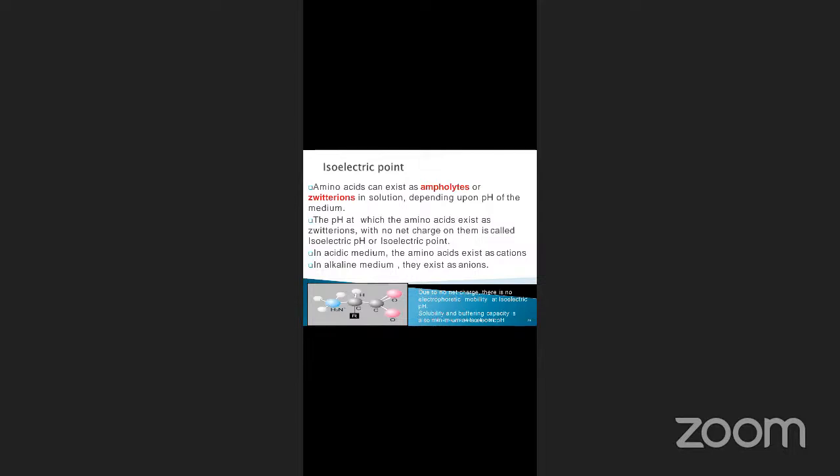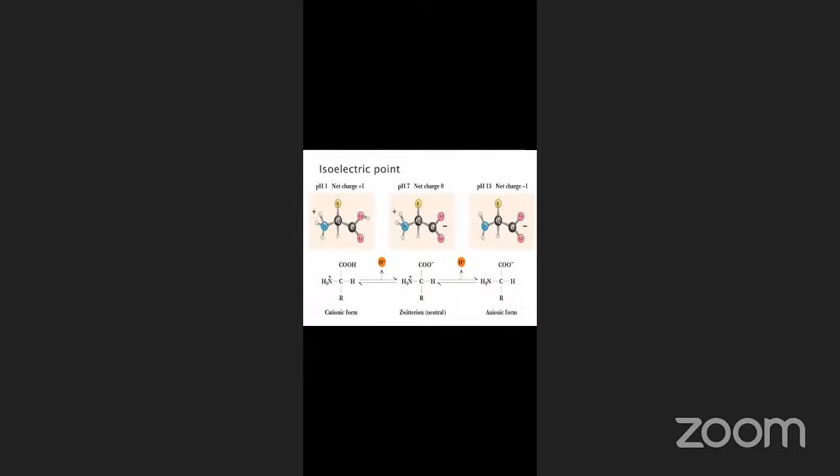So in acidic medium, what happens? It will bear a positive charge and exist as cation, and in the alkaline medium they exist as anions. So we will see one example. Here you can see at pH 1, that means acidic pH, the amino group is in the form of NH3 plus and carboxylic group is COOH. Now the net charge is positive charge plus 1.